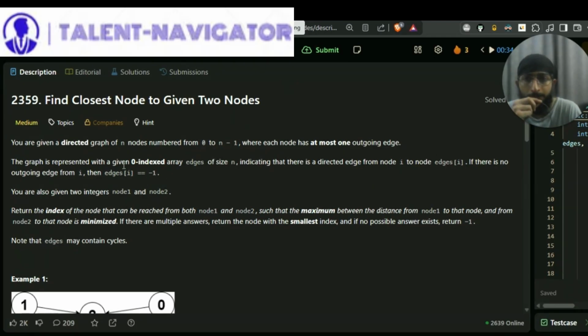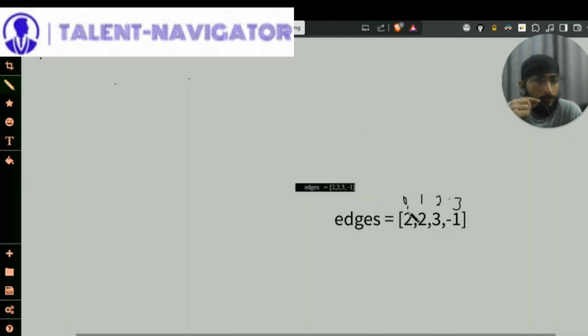So in the problem it is written that a zero indexed array is given, indicating there is a directed edge from node i to node edges of i, right? So from node i to node edges of i, so basically this means that there is an edge from 0 to 2, edge from 1 to 2, edge from 2 to 3, and from 3 there is no edge, that is minus 1, right? So basically the graph that could be formed here is something like this.